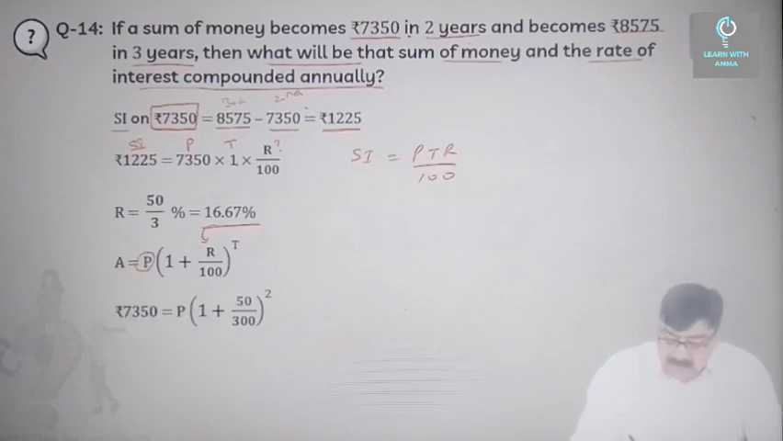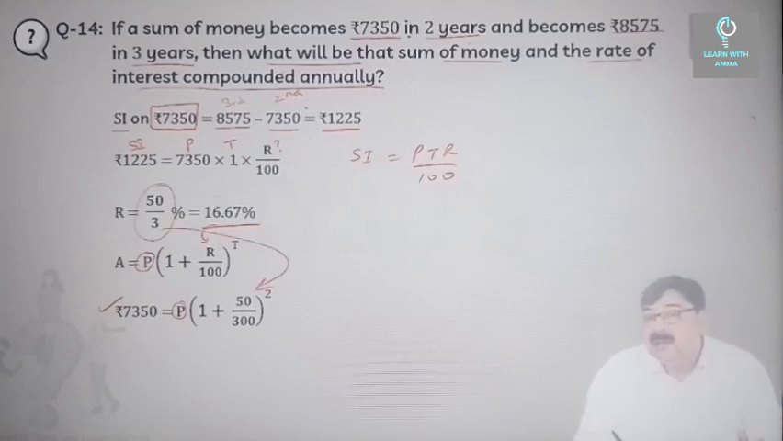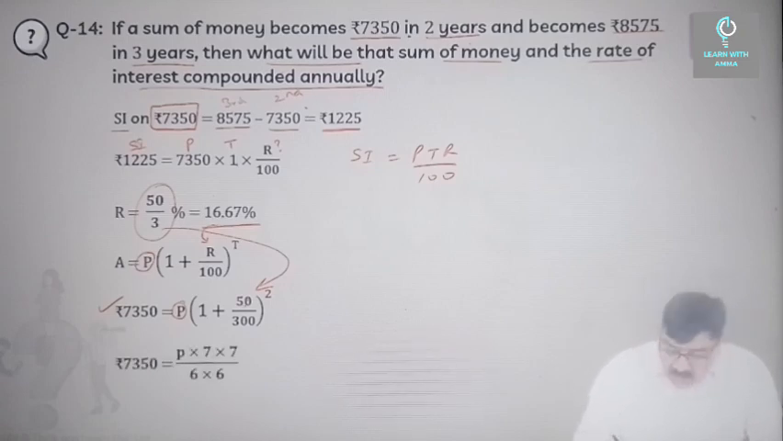So now we just need to substitute this in the formula for amount obtained so that we can calculate the principal. We already know 7350 is obtained at the end of the second year. So principal is what we are supposed to find out. Rate of interest, we have taken it as 50 by 3. So 50 by 3 by 100 becomes 50 by 300. Just resolving this, this is 6, so this becomes 7 by 6.